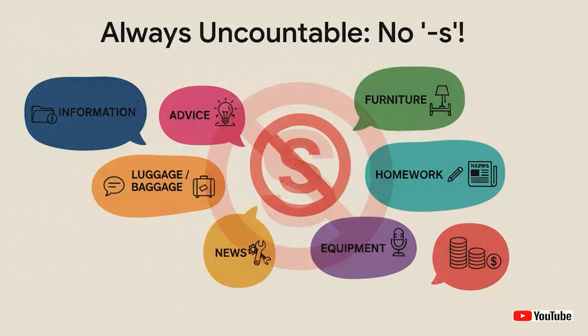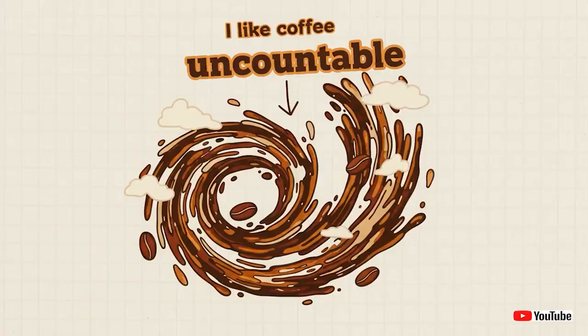But here's the one rule you need to remember. These words never get a plural S. You say some advice, not advices. You say a lot of homework, never homeworks. And now, things get really interesting. Some nouns can actually be both countable and uncountable. What? Yeah, but it all comes down to context.